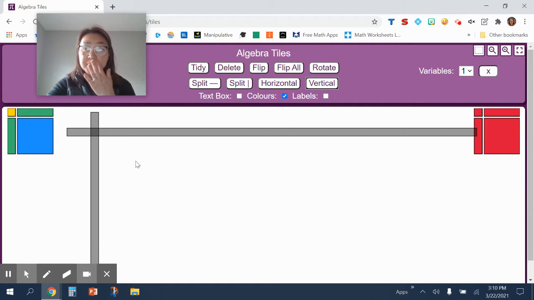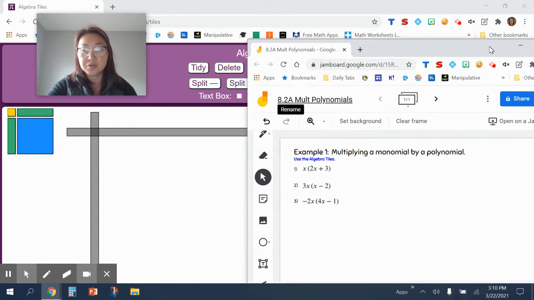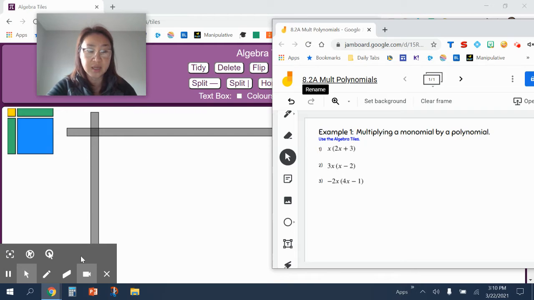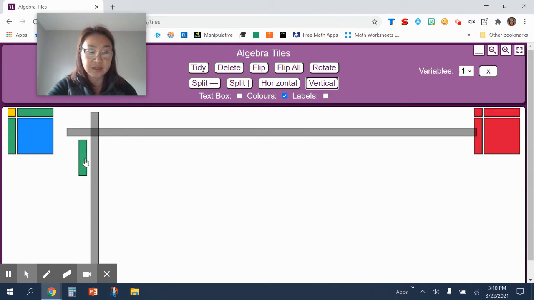So the first problem I want to show you is x times 2x plus 3. What I would do is on one side, I would bring just an x like this. I would put it against that. And then on the other side, I would bring two x's. So here's 1, 2. They're all positives. And I would bring 3 of these: 1, 2, 3.